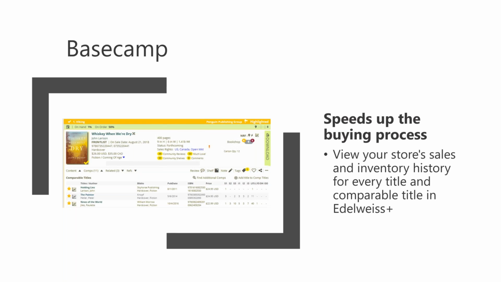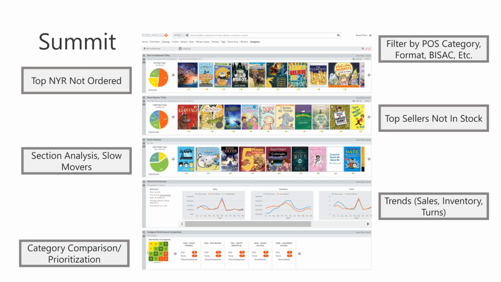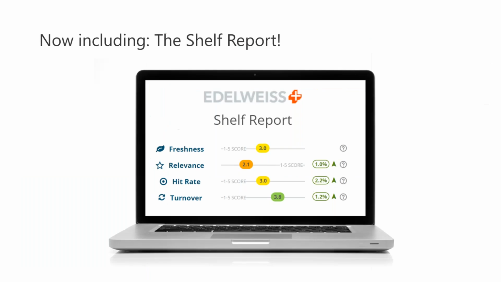The Summit version, which we're talking about today, is all the other tools. So the most popular titles, top not yet released, the stock analysis, all that fun stuff. Lots of different ways to measure the strength of your inventory and some of the weaknesses, find trends and measurements, and compare your categories to each other. And all of that is now integrated into Edelweiss Plus, and hopefully you're using that and making your inventory stronger. We're now introducing the shelf report, which is what we're talking about today.